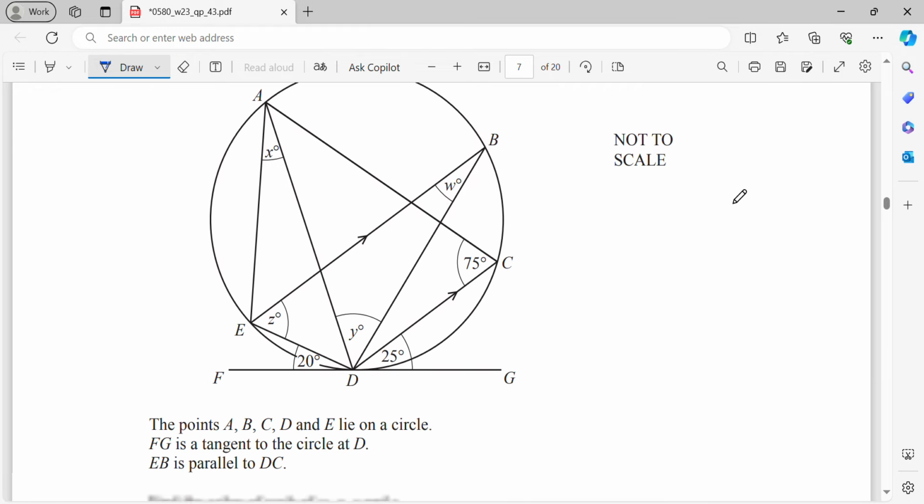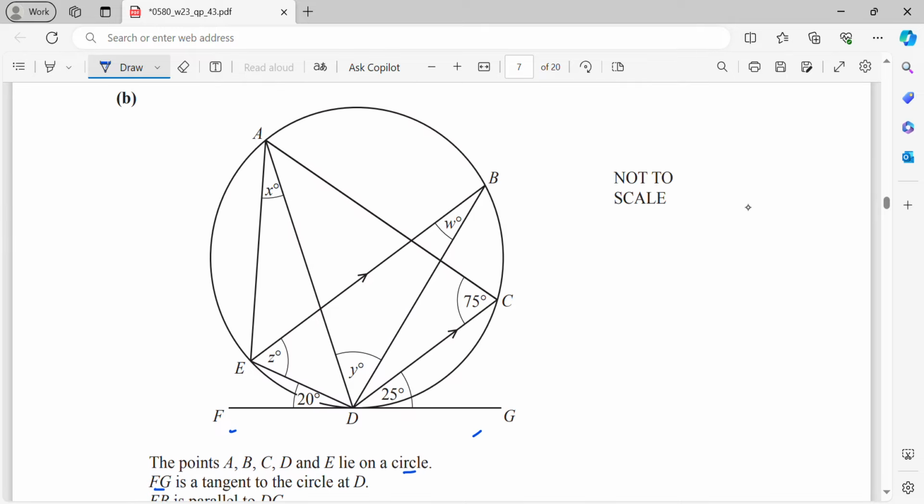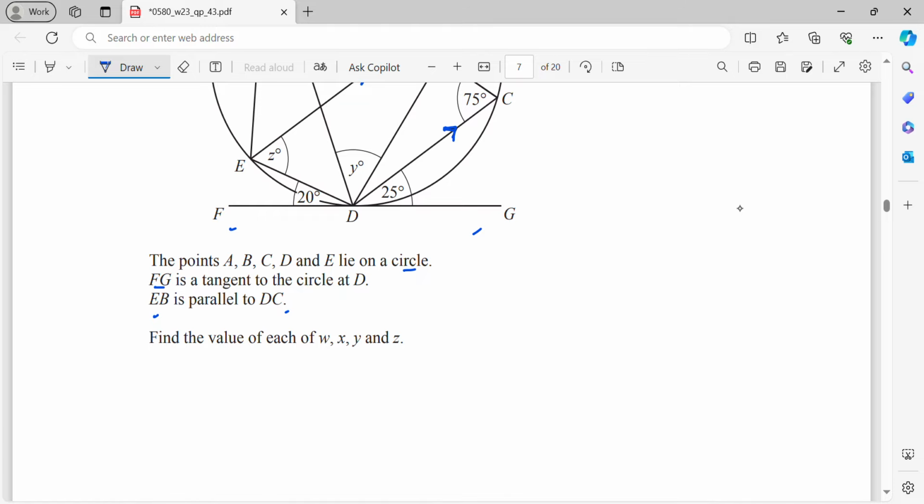Okay, now for part B, the points A, B, C, D, E lie on the circle. FG is a tangent, so this is a tangent. And EB is parallel to DC. You see these two arrows mean that they are parallel to each other. Now find the value of each of W, X, Y, Z.